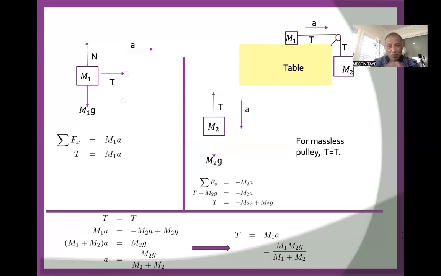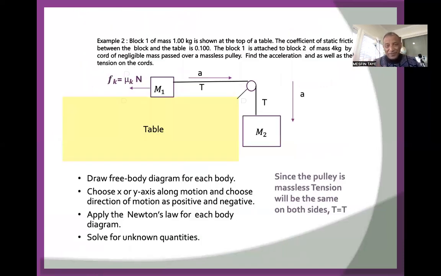Now, guys, once you understand this, so I found the acceleration and the tension. But let me make it a little bit more difficult. Let me add friction now. The pulley is massless, but let me add friction. The same problem, but m1 is 1 kilogram, m2 is 4 kilograms, and there is a coefficient of friction between m1 and the table. In the previous example, there was no friction. Now let me add friction.